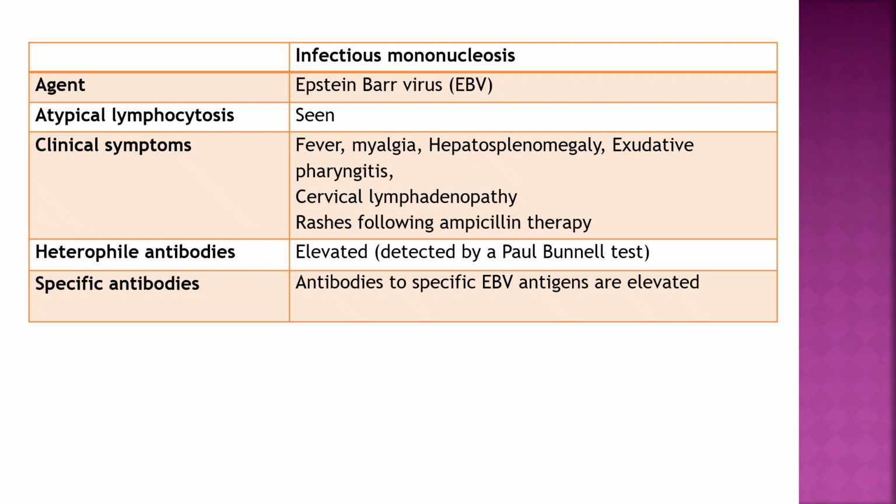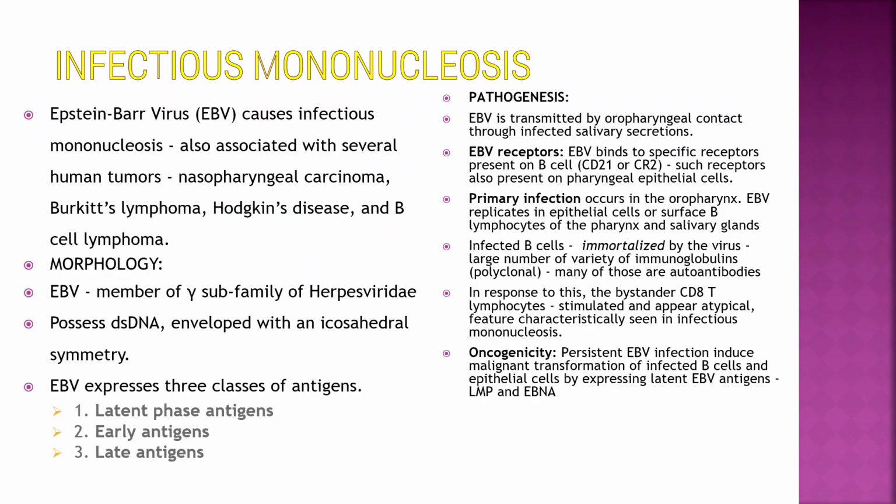Infectious mononucleosis agent: Epstein-Barr virus, atypical lymphocytosis seen. Clinical symptoms: fever, myalgia, hepatosplenomegaly, exudative pharyngitis, cervical lymphadenopathy, rashes following ampicillin therapy. Heterophile antibodies elevated, detected by Paul-Bunnell test. Specific antibodies to EBV antigens are elevated.